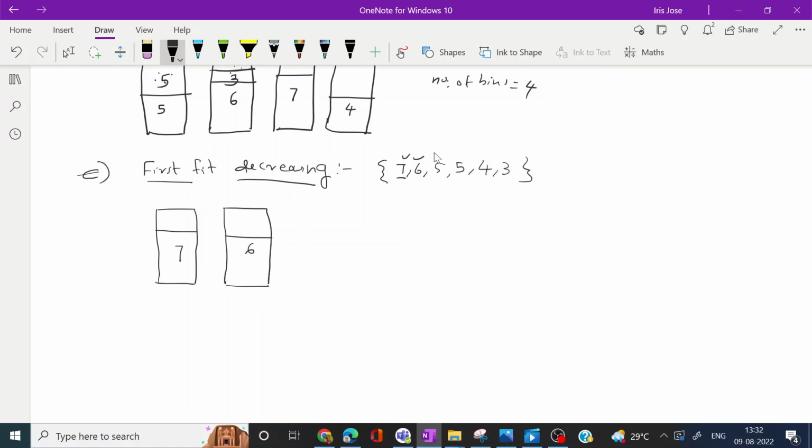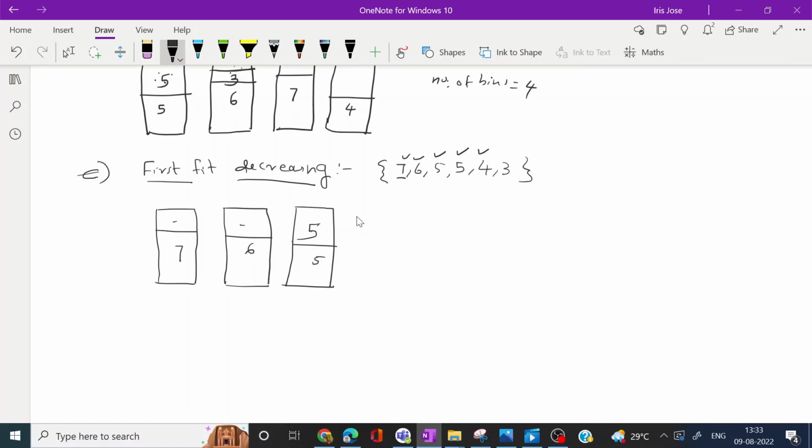Then next it is 5. 5 I cannot place in either of the previous bins. So I will take a new bin and place it here, 5. Then next is again 5. For first fit, I have to look for the first place that fits. So I will check the first bin, it is not possible. Second bin also not possible. In the third bin I can place this 5. So I have placed it in the third bin.